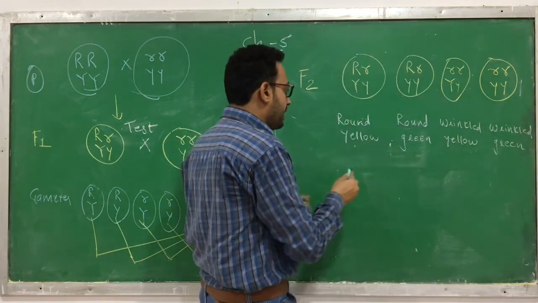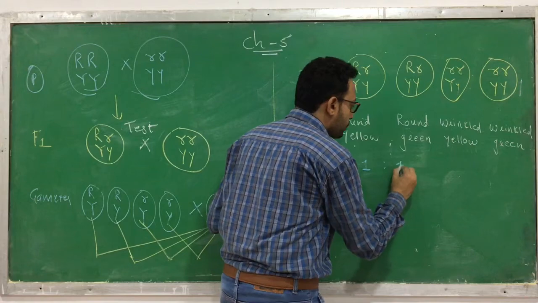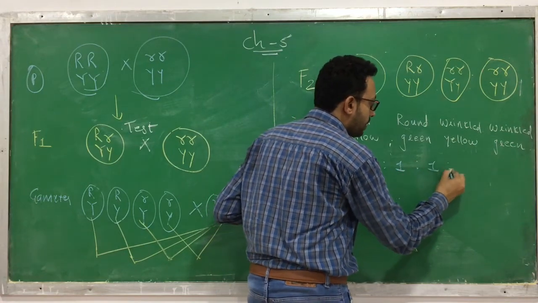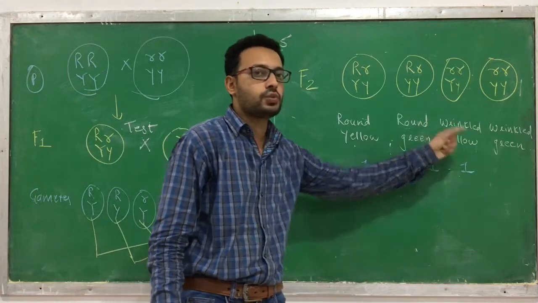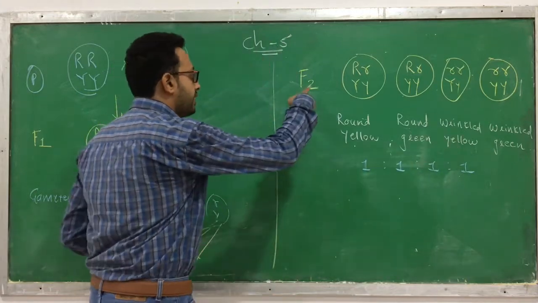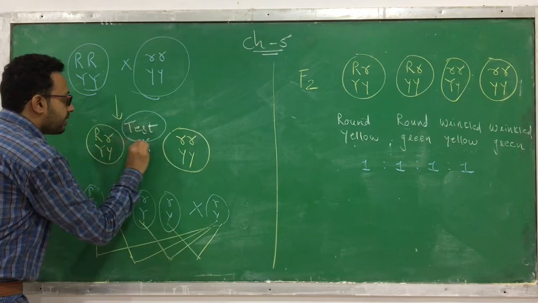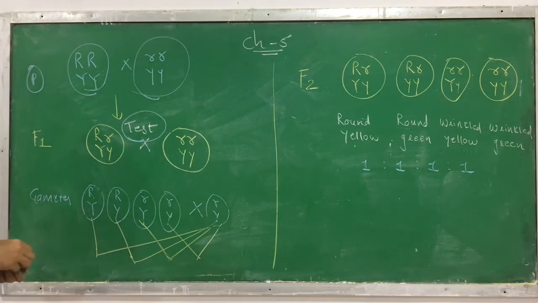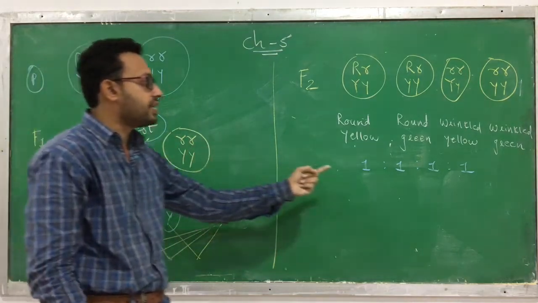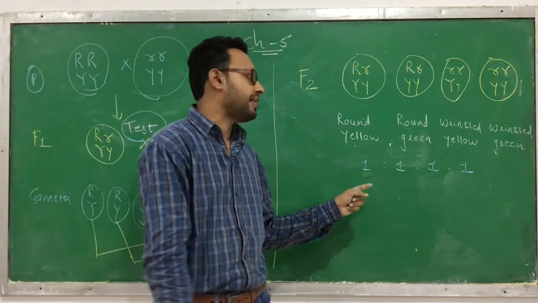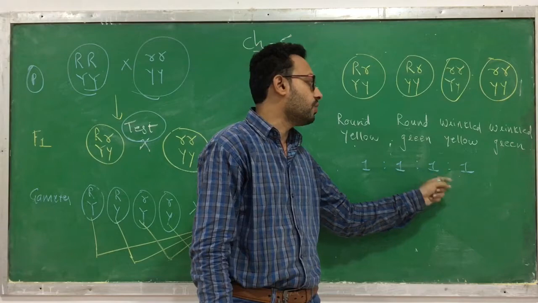Okay, so they are obtained in the ratio of 1:1:1:1. Which ratio is obtained? 1 is to 1 is to 1 is to 1. That is the ratio that is obtained in the F2 generation when test cross has been performed. What is performed? Test cross. When test cross has been performed, the ratio obtained in the F2 generation in dihybrid experiment is 1 is to 1 is to 1 is to 1.